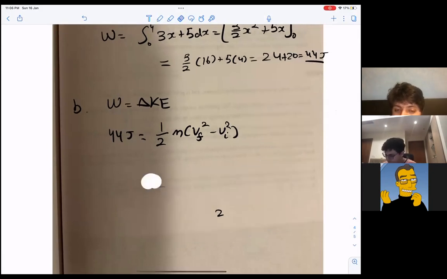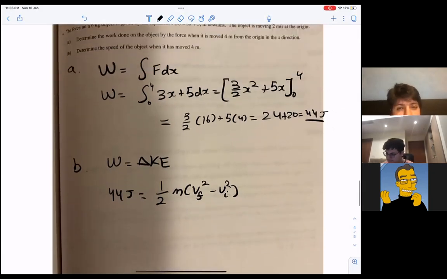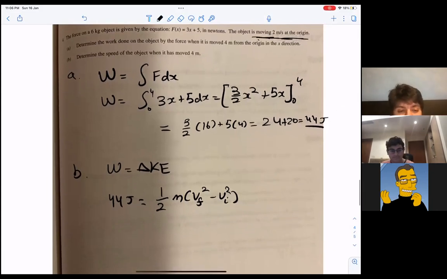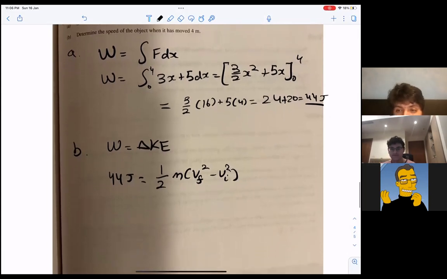Okay. So now let's continue on with the question. So how would you go on from here? So when it says when the object has moved 4 meters, I know work is equal to 44, so 2 times 44 is 88, which is equal to 6 v final squared minus v initial squared. So I can basically simplify the equation to 8 is equal to v final squared minus v initial squared. So let's write that out in steps. Sure. First, you would do 2 times 44, right?